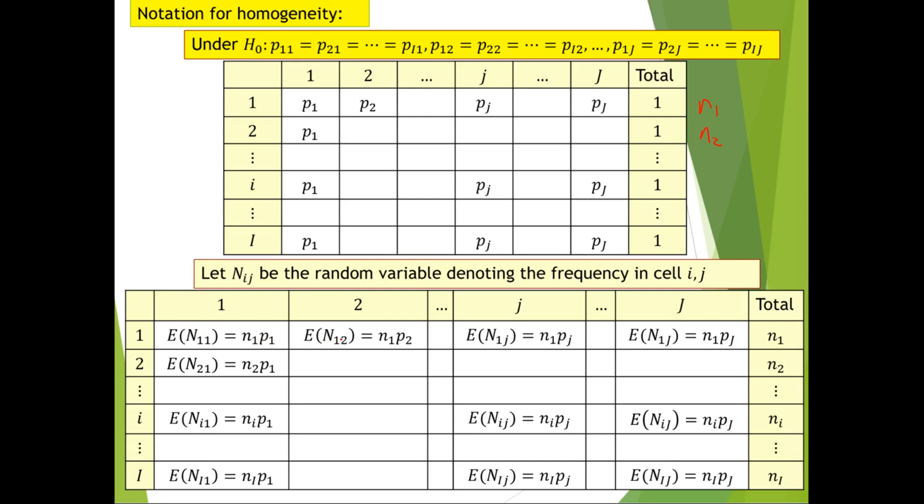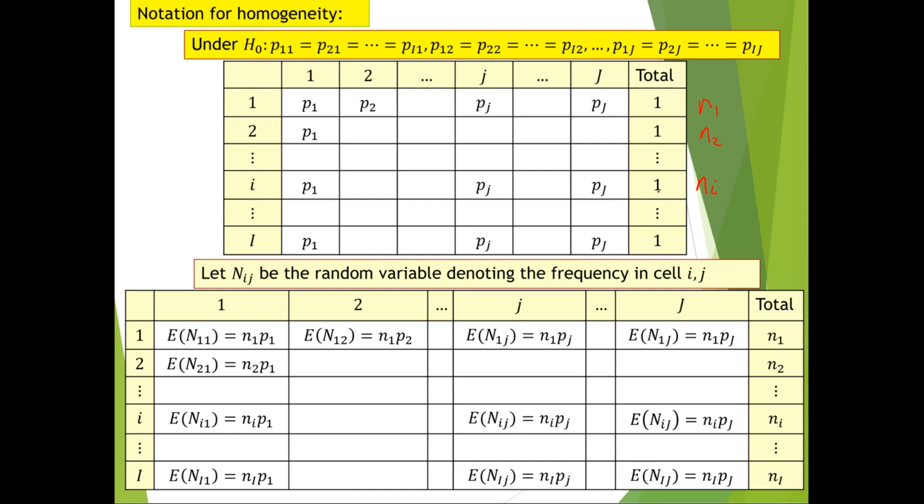In the second, N12, in other words, in this category, the frequency we expect is N1 times P2. And in this category, we expect N1 times Pj. And here, N1 times P capital letter J. In the ith row, we expect the frequency in the ith row to be the total in the ith row, that is our fixed sample size in the ith population.